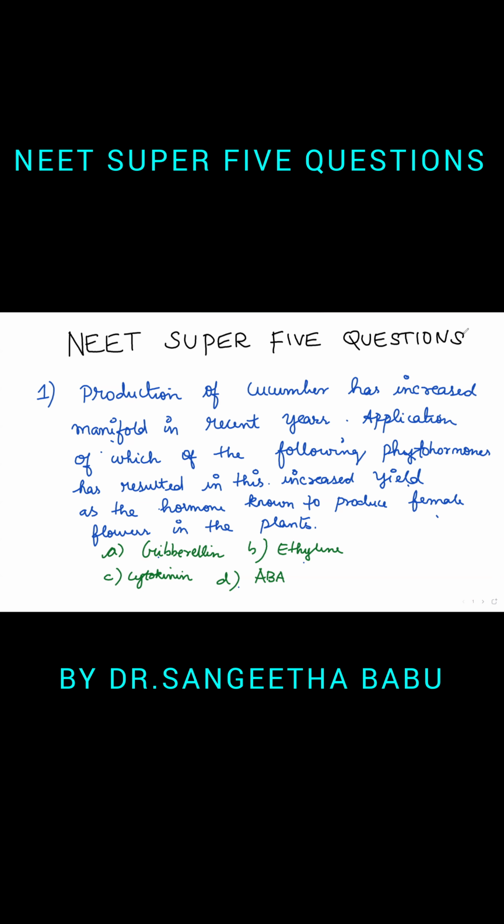So, increasing the production of cucumber means the hormone that, when we spray it, increases the number of female flowers. So here the answer is ethylene. That increases the number of female flowers in cucumber, and because of that the yield is also high. So next we proceed to the second question.